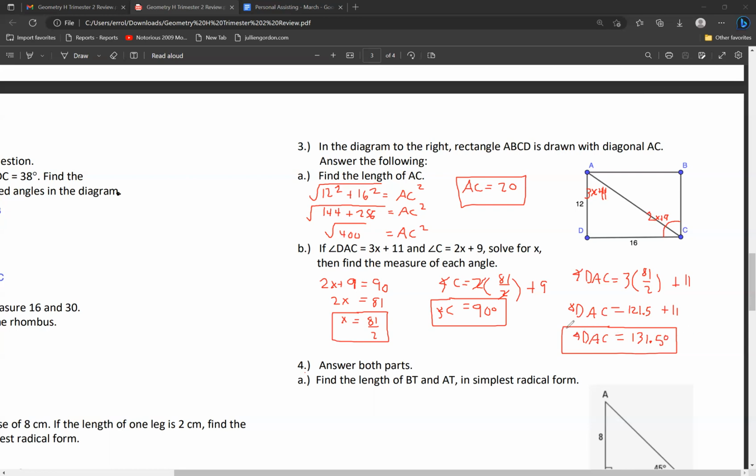Got it? Yeah. So the idea on that question is just solve for x and then plug it into both of them. Okay. Any questions on that one? You good on that one? Yes. All right. I can erase this.